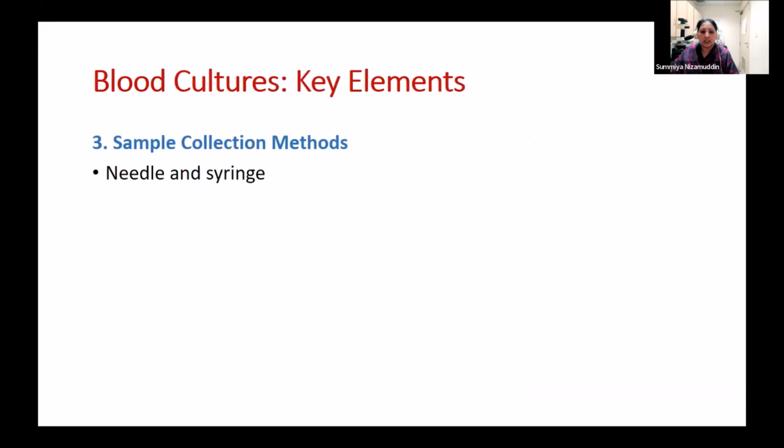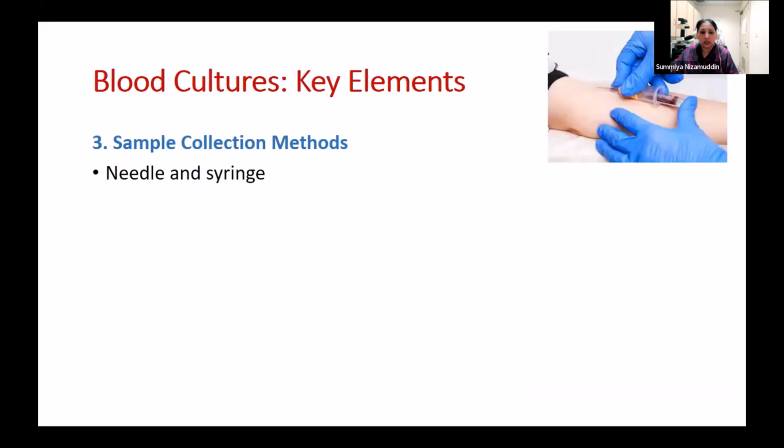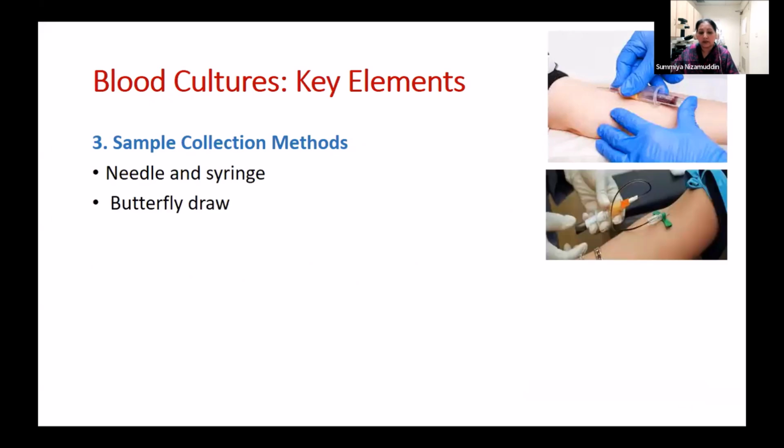Sample collection कैसे हो सकती है? So you can use either a needle or a syringe to draw your blood culture samples. You can also use butterflies to draw your blood culture samples. याद रखने वाली बात ये है यहाँ पर that if you're going to use a needle and a syringe to draw blood culture samples for a patient, you would inoculate blood into the anaerobic bottle first, and then you move on to your aerobic bottle. If you're going to be using butterflies to draw blood culture samples, you would inoculate blood first in the aerobic bottle and then in the anaerobic bottle. So you have to remember this.